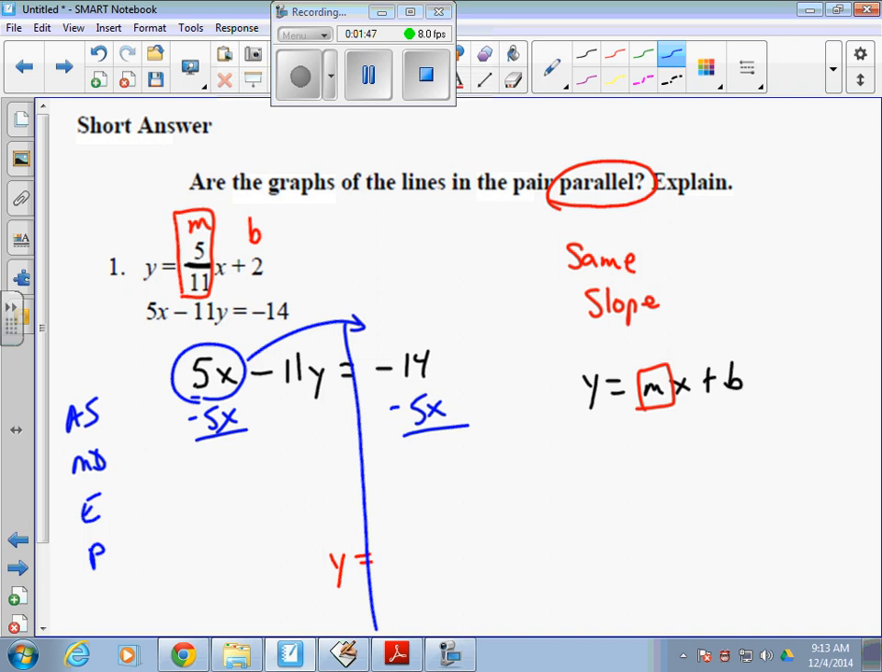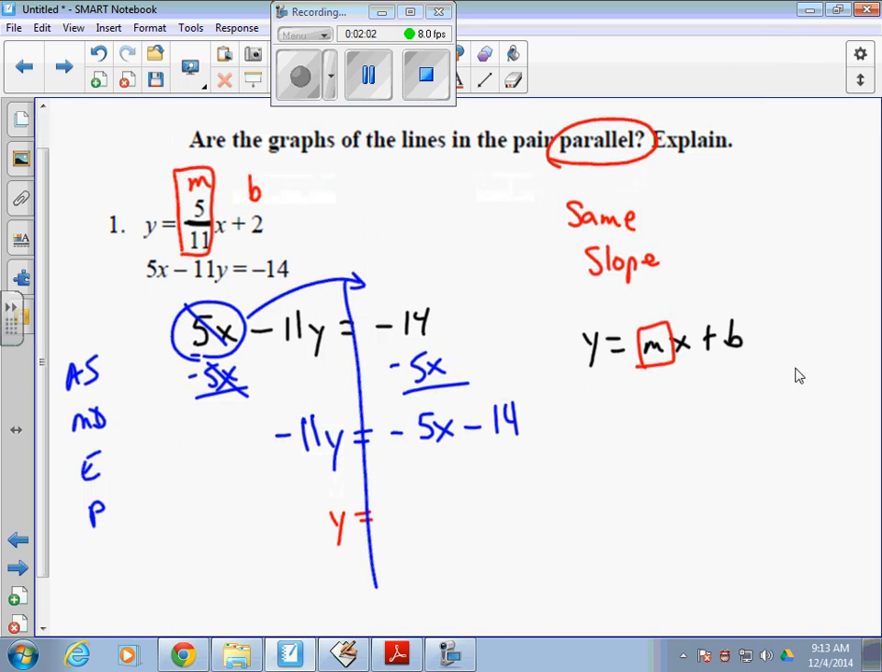So we cancel them on the left, and it leaves us with negative 11y equals negative 5x, minus 14. We put the mx part first. We still do not have y equals mx plus b, though. We got something multiplying by y. Since we're finished with addition and subtraction, we'll cancel out the multiplication of negative 11 by dividing by negative 11.